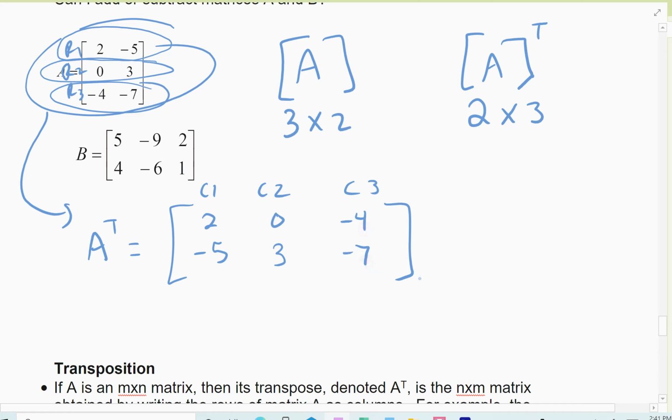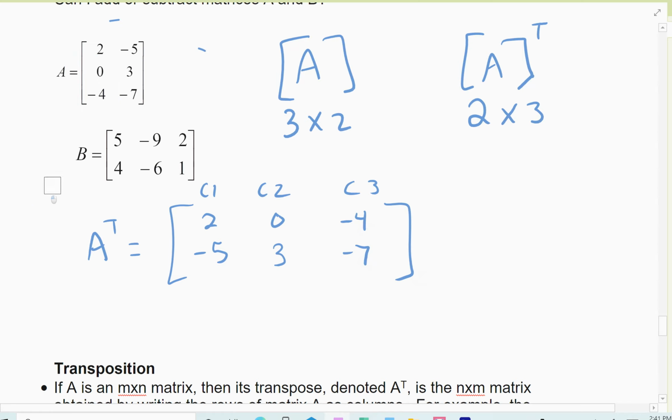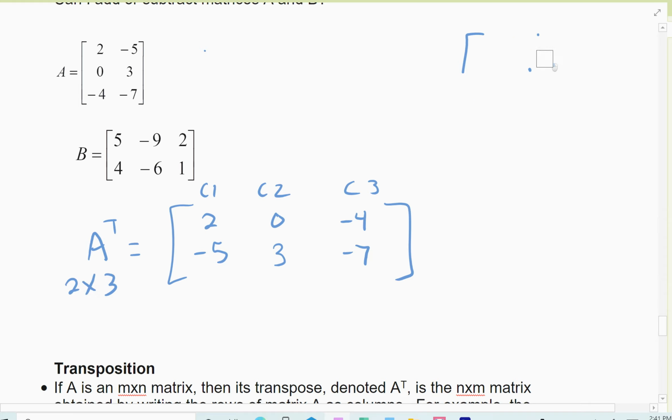I'm going to go ahead and do the B transposed as well. So there was A transposed. Well, suppose I want to transpose B now. There's the A transposition. And A transposed is a 2 by 3. Well, now let's do B. So B transposed. B is a 2 by 3, which means B transposed would be a 3 by 2.